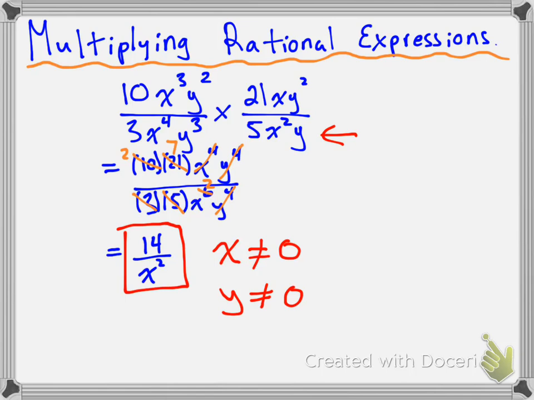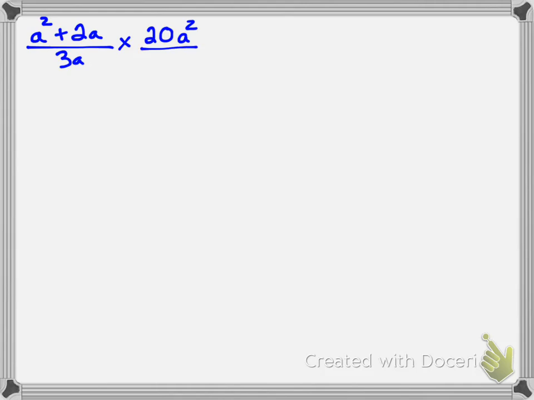All right, let's take a look at a question where you would have to factor first. So let's say we have this question: a squared plus 2a over 3a times 20a squared over 5a squared plus 10a. Notice that the numerator of the first expression can be factored, and the denominator of the second expression can also be factored. So we're going to start by factoring everything. Really, in every multiplying rational expressions question, you should start by factoring everything wherever possible.